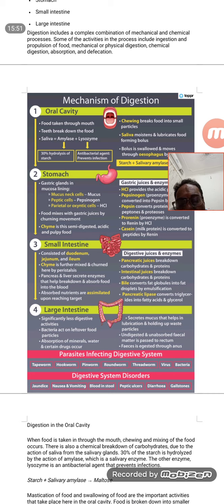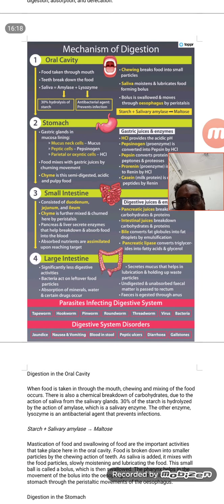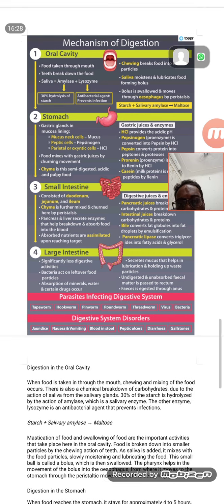Pancreas and liver are there to secrete the maximum enzymes. The secretions from the pancreatic juice break down the carbohydrates and proteins. Then bile will act upon the fat for emulsification. That means fats will be converted into small globules, and assimilated food will be absorbed. And in the large intestine, there is significantly less digestive activity. Bacteria act on the leftover and maximum absorption takes place, and the undigested food will be ejected out as feces.